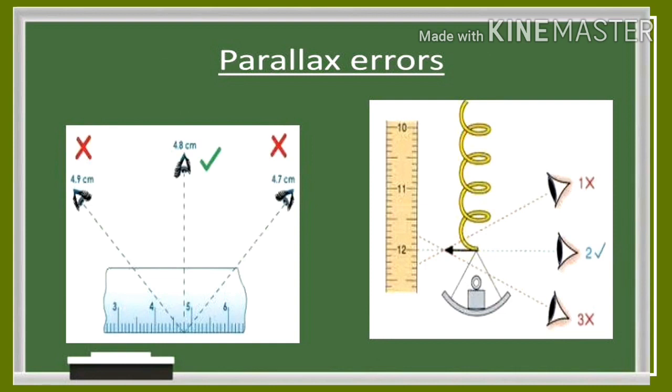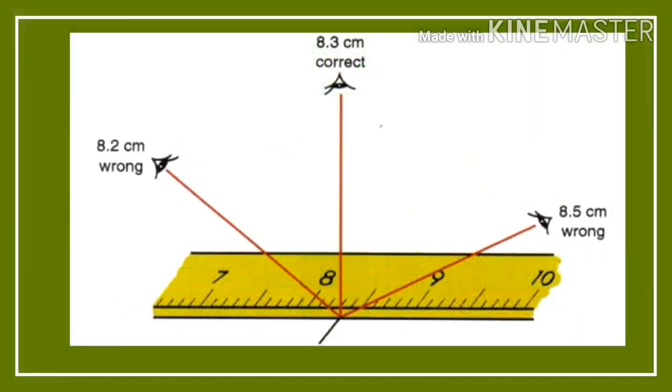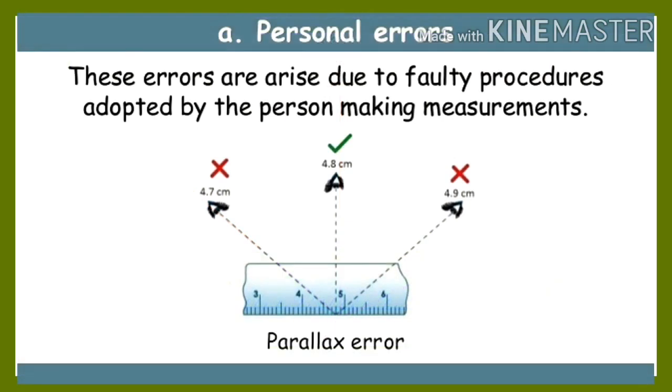Now I will ask you a few questions. What is the error that occurred due to the wrong position of the eye while taking a reading? Very good. Parallax error. Parallax error can be avoided by placing the object in such a way that the eye should be placed directly above the point where the measurement is to be taken. Parallax error arises due to faulty procedures adopted by the person making measurements.